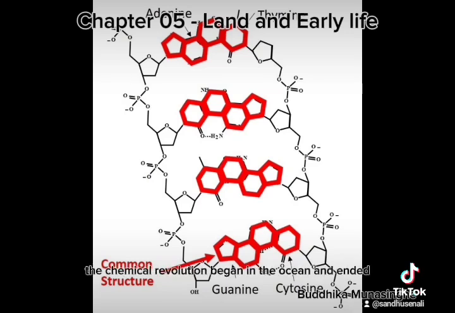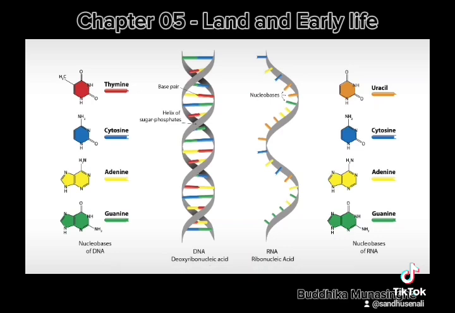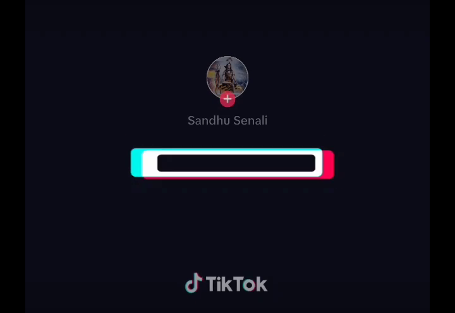The chemical revolution began in the ocean and ended. The DNA that was first formed did not react again. Instead, it developed the ability to become two identical copies. This process is also joined by a series of reactions that can provide the energy needed for this process to occur efficiently. All this was jelly submerged in water.